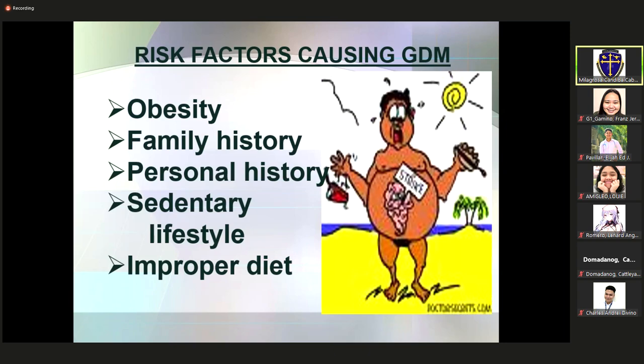Then sedentary lifestyle, wala. No activities. No exercise. No? Then of course, improper diet. Kain dito, kain doon, of course. No? Wala kang control. Everything is over. That is why sometimes most of the diabetic persons are really obese. Okay? Yan.